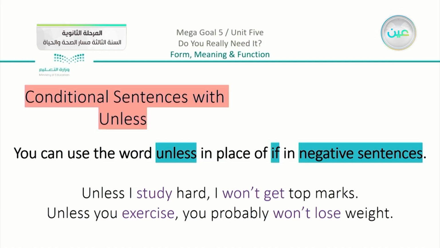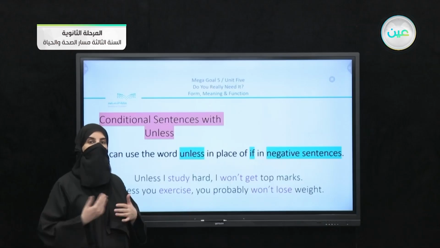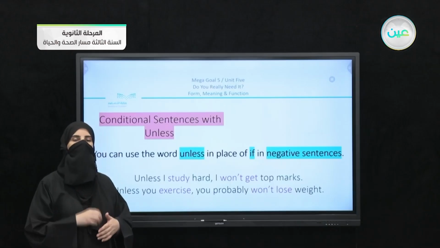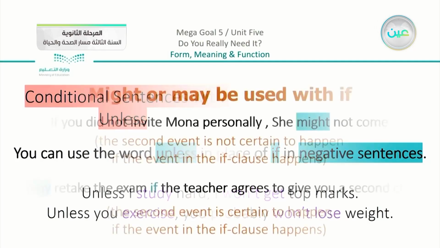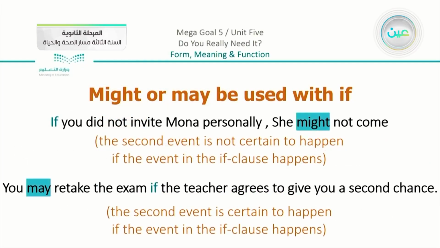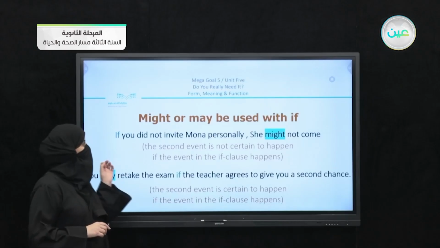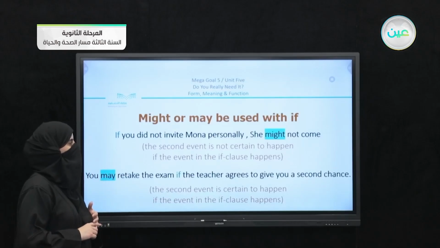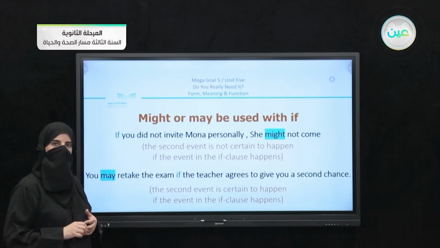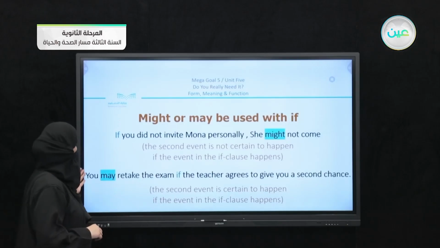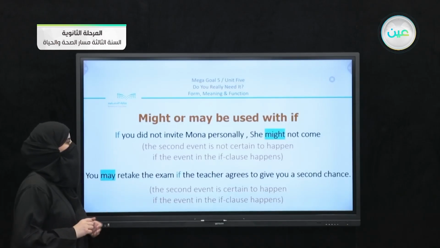So it's the same idea. I am using the present simple with if. I am using the future in the main clause, but I am using the negative as well. Now we are going to add some simple additions here. We have might or may, which may be used with if. So we have in the sentence, if you did not invite Muna personally, she might not come. And we do have another example. You may retake the exam if the teacher agrees to give you a second chance.